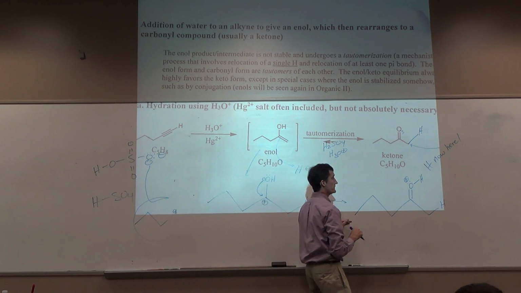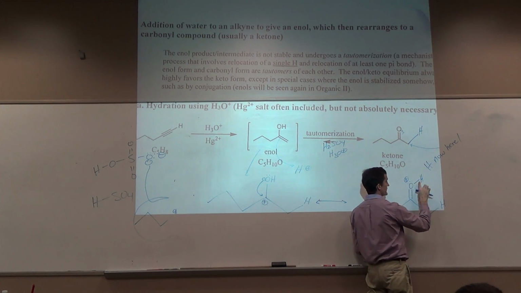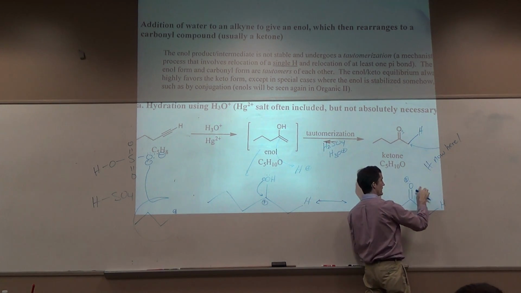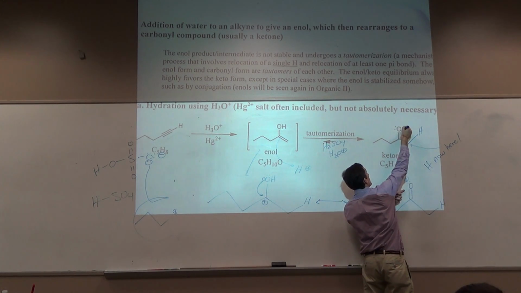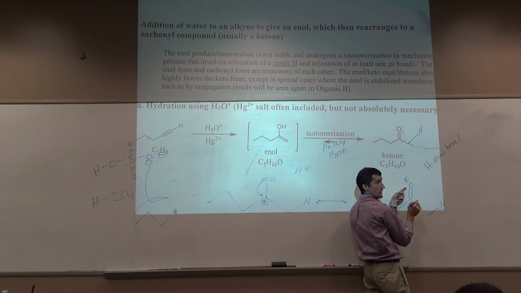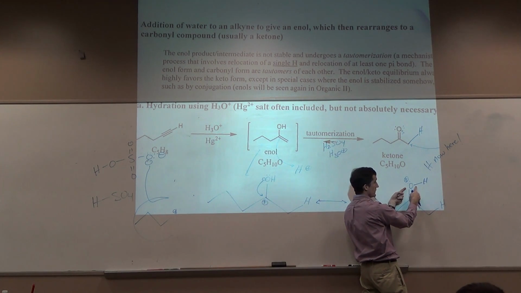Not a hydride. Hydride would mean the H and 2 electrons. If we get rid of the H and the 2 electrons, what happened to the other lone pair? Because there's 2 lone pairs there. So you don't want the H and the 2 electrons. You want to leave these 2 electrons on the oxygen.